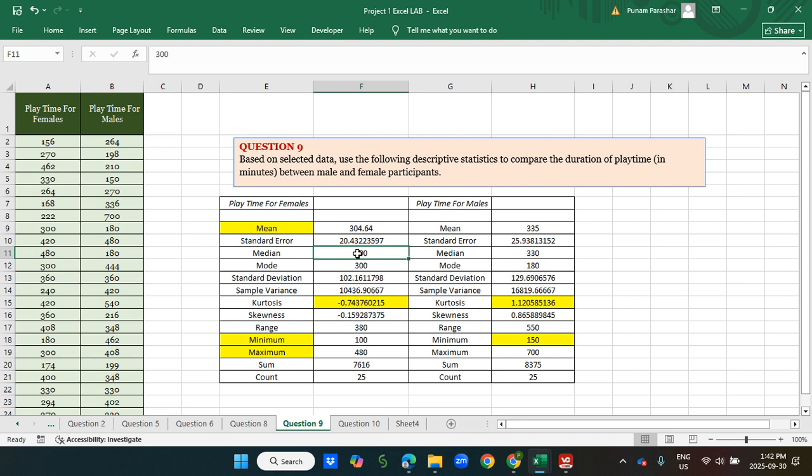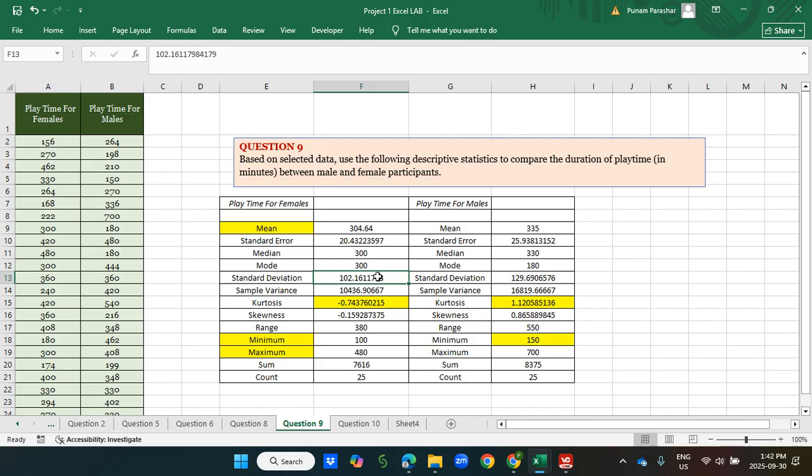Now the median. Median for female is 300 and male is 330. The central value is more for male because they play more. Mode is 300 for female, which means the number which repeats the most. So 300 is the repeating number, meaning more females play for 300 minutes. For male it's 180. Mode is more for female as compared to male.